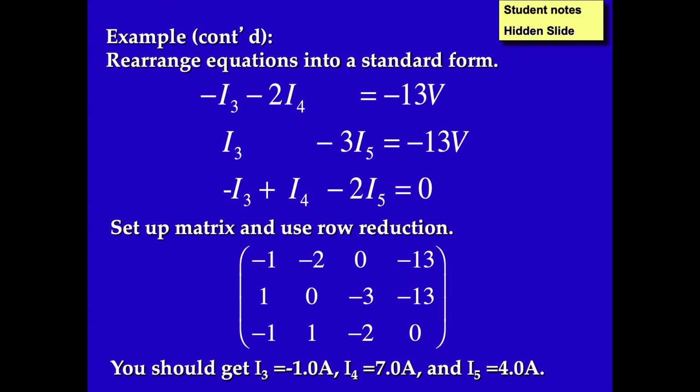So that's the set of equations, and then there's my final answer. I3 is negative 1, I4 is 7, and I5 is 4. And you can use row reduction to solve that. And again, what I said before, I4 plus I5 ends up being 11. That's what we had before. So I hid these in the notes because I usually don't have time to go through it, although you guys have been patient enough to stay with me till now.